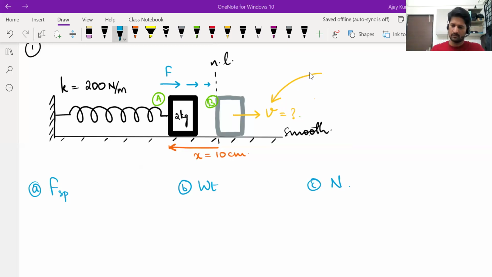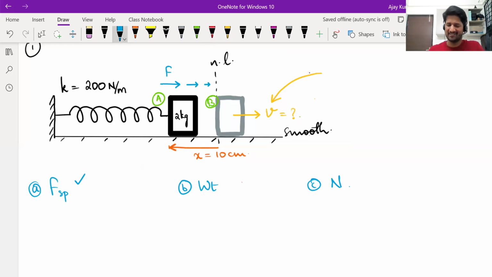Sorry, sir. Spring force. Spring force. What about weight and normal? Will any of them do any work? No, sir. Why is work done by weight 0? Sir, because they are on the same level. They are not moving up and down. So they are in a linear phase.